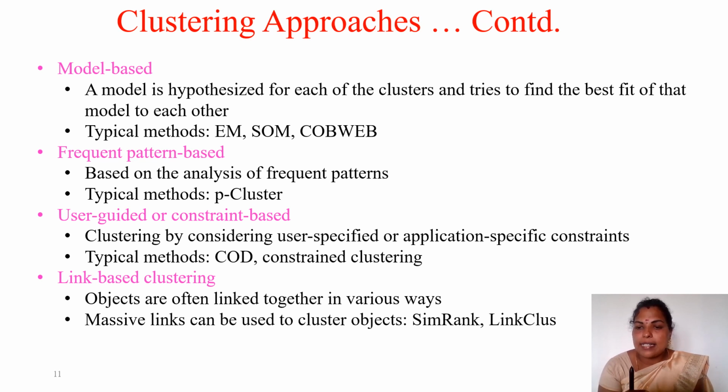Then user guided or constraint based clustering technique, where clustering is considered under user specified or application specific constraints. Examples are COD, obstacles, then constrained clustering. Then link based clustering, where objects are often linked together in various ways. Massive links can be used to cluster objects. If some social media data is there, then we group it as link based clustering. SimRank and LinkClus are some examples of link based clustering.